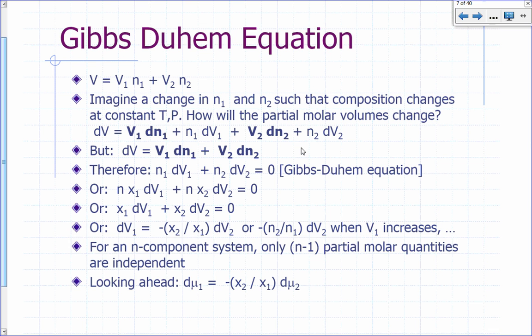All right, so we said that the volume, we're going to illustrate the Gibbs-Duhem equation using volume. We said volume is equal to the partial molar volume of component 1 times the moles of 1, plus the partial molar volume of component 2 times the moles of 2, if you have a two-component mixture. All right, so now let's imagine you have a mixture of 1 and 2.